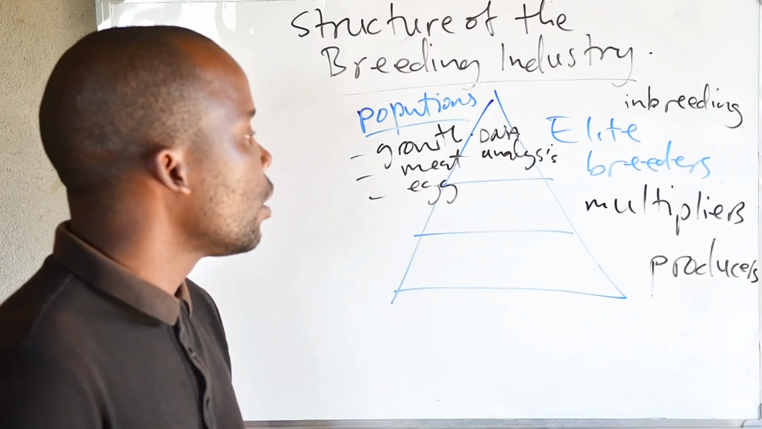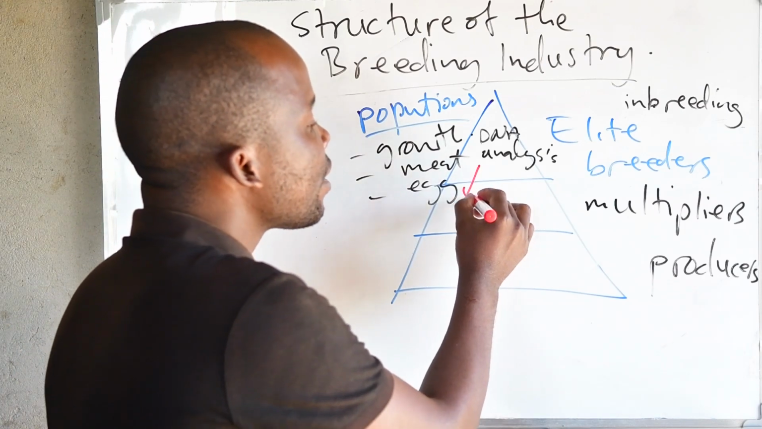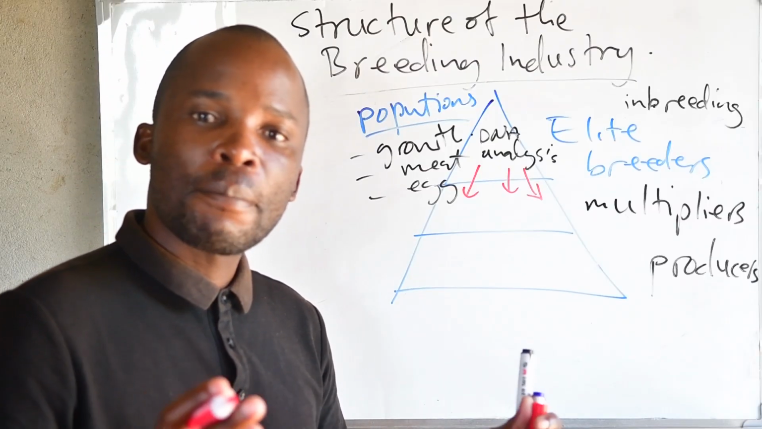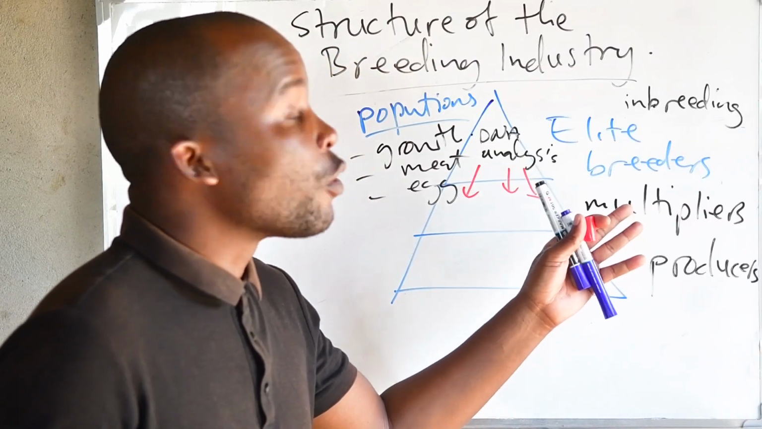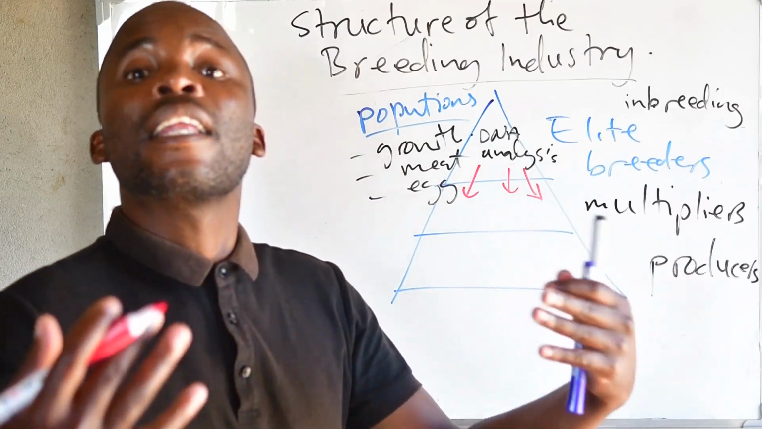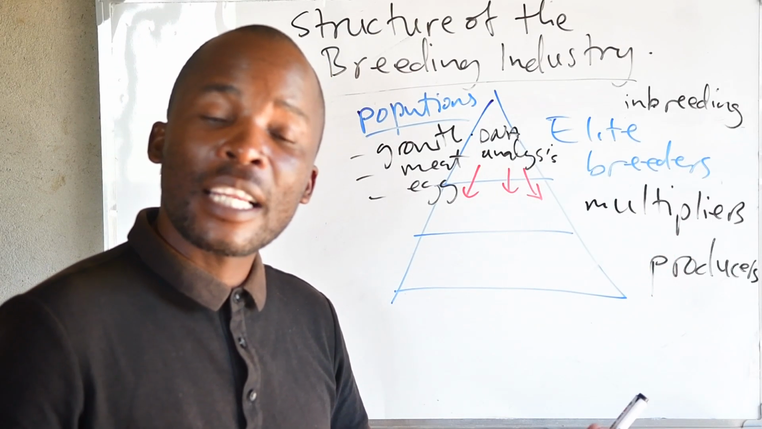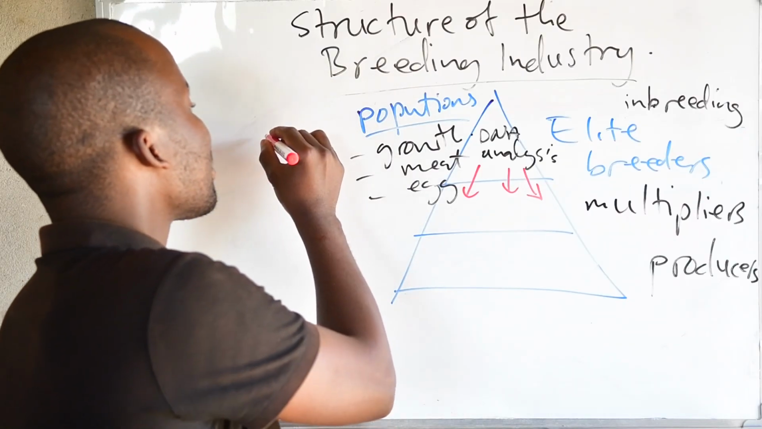To whom now? To multipliers. So multipliers were waiting for these pure breeds to be done so that now they can buy from two elite breeders. So the multipliers can buy from two elite breeders, 3 elite breeders. What they are buying, we call them lines.